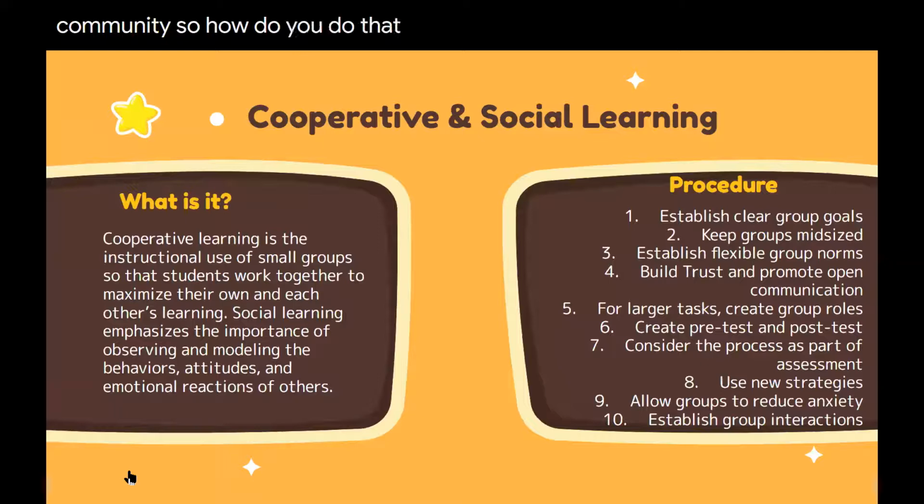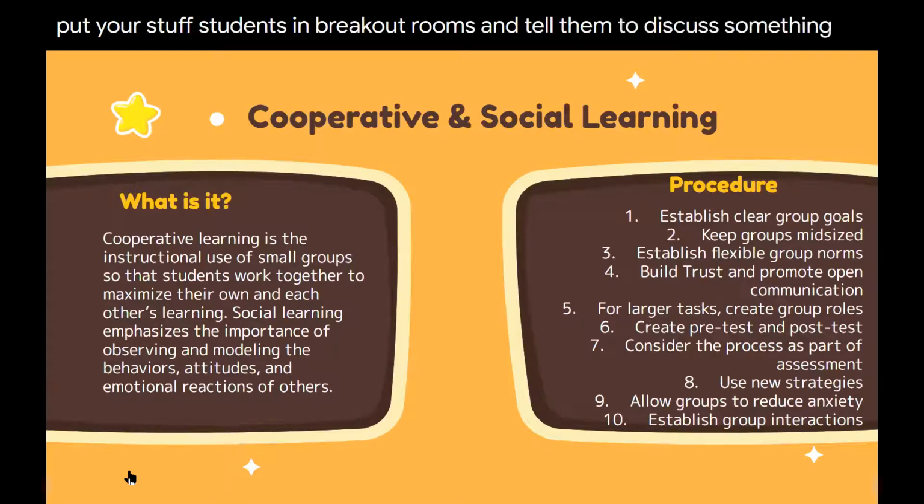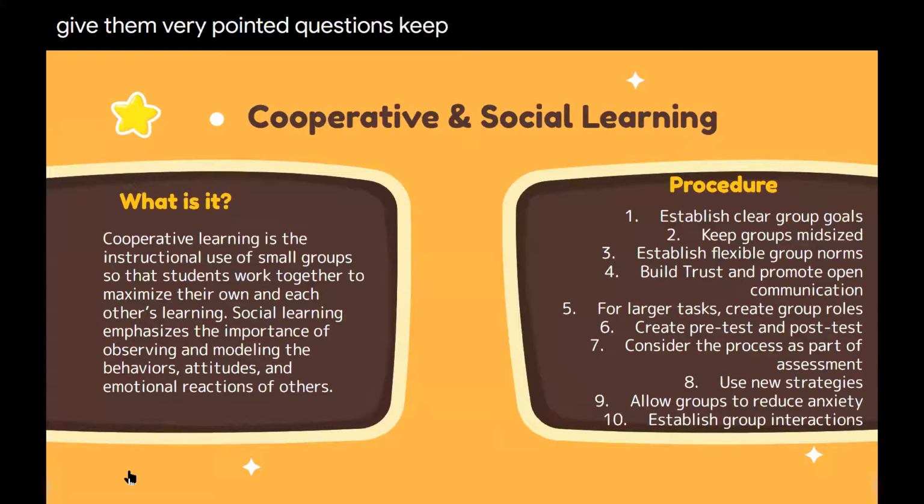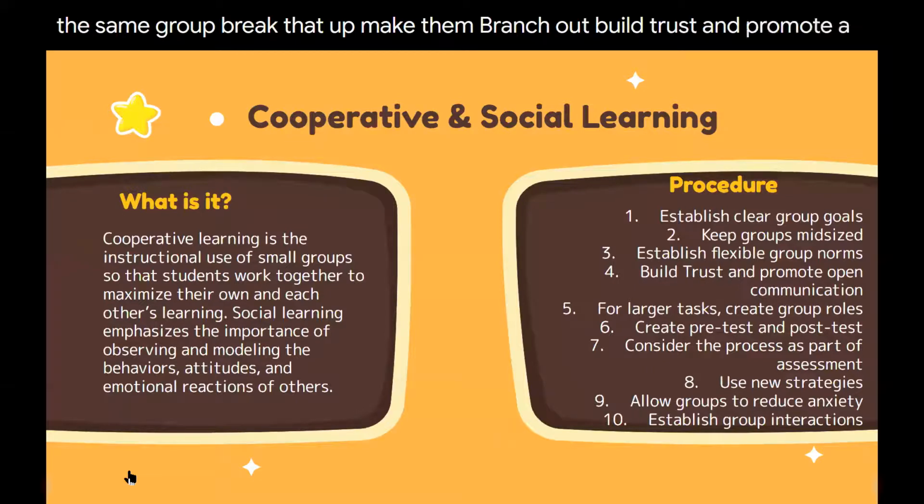So how do you do that? Establishing clear group goals. So don't just put your students in breakout rooms and tell them to discuss something. Give them very pointed questions. Keep the groups mid-sized, not too small, not too large. Make the groups flexible. In other words, if you notice that the same group of students is picking their own group, they're picking the same group, break that up. Make them branch out, build trust, and promote open communication.